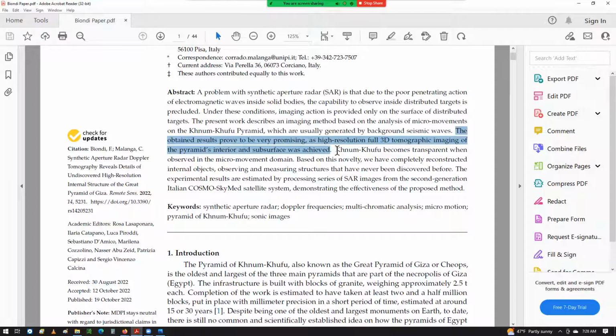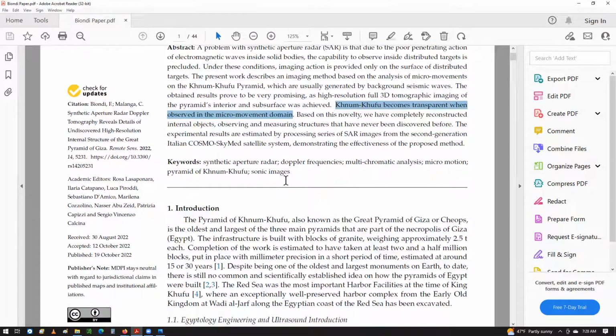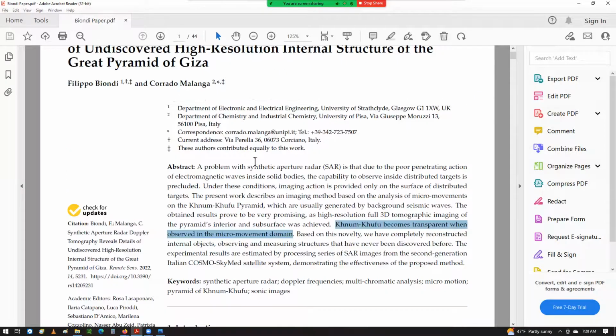This is an even taller claim yet. It says the pyramid becomes transparent when observed in the micro movement domain. So basically they're saying we were able to take the walls away and visualize the entire interior. It's an incredible statement. I have to say they're not necessarily exaggerating, looking at the result. So the abstract gives you the big picture.